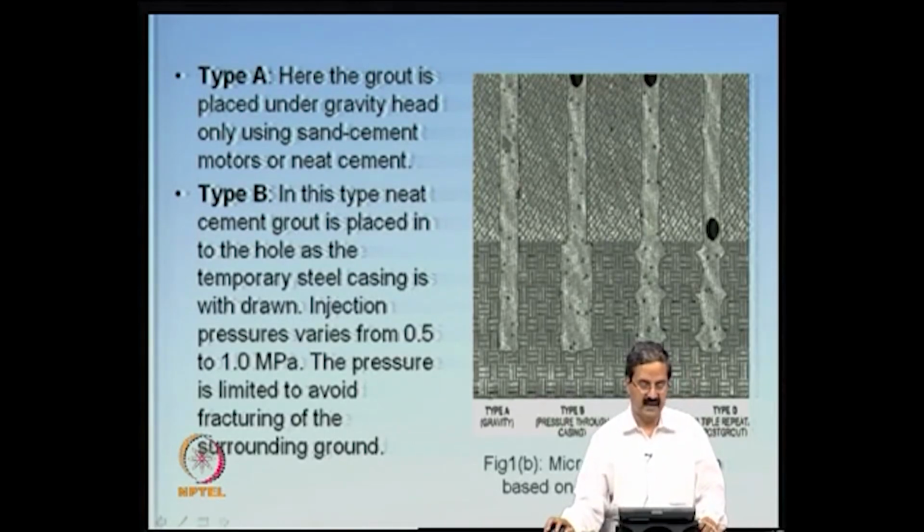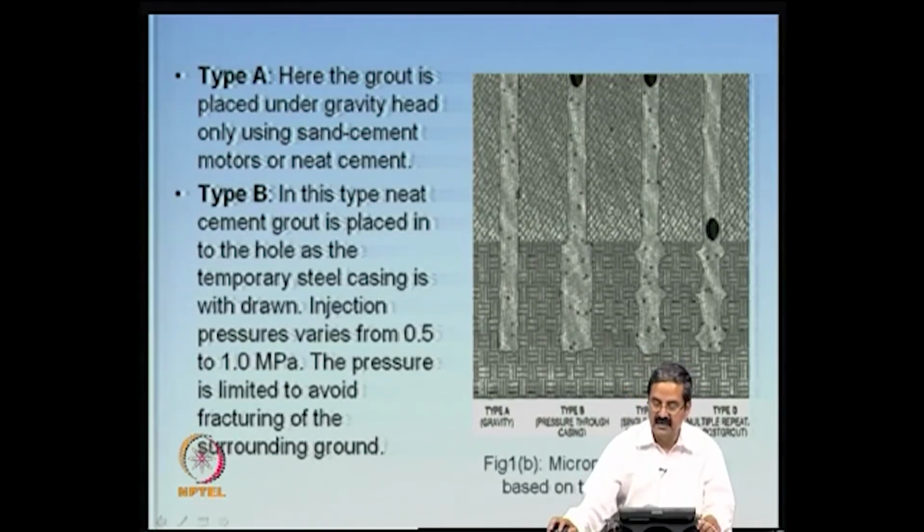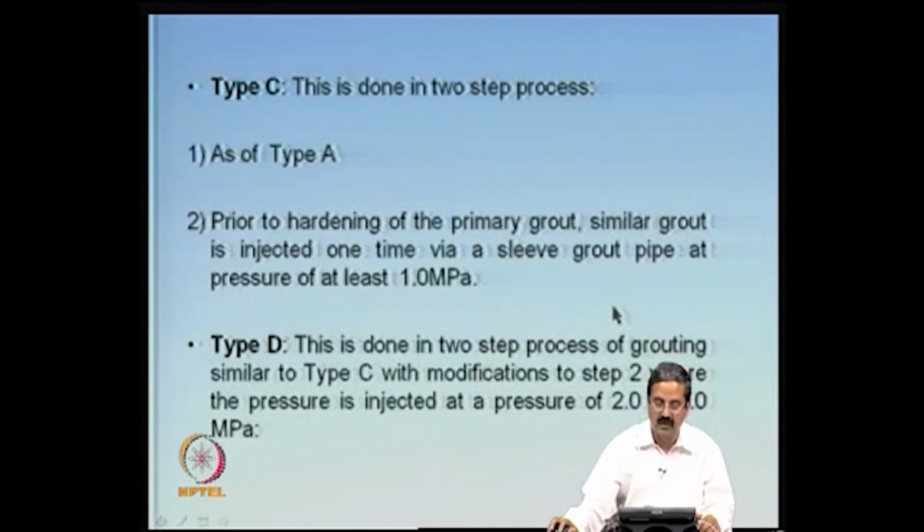What we are trying to do here is create these columns of grout. Here the grout is called type A. It is placed under gravity head only, using sand cement mortars or neat cement. Type B has some sort of pressure, where we remove the casing also and then apply some pressure, and the pressure is controlled so that it does not break the existing rock.